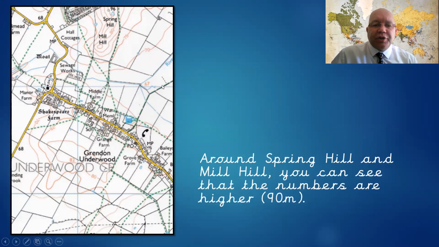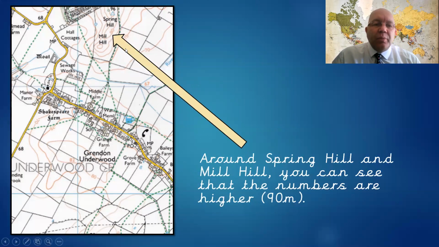Now, if we move across to Spring Hill and Mill Hill, obviously the clue's in the name, these are 2 hills in the area, then the numbers are a bit higher. Now we're up to 90 meters above sea level. So this is the peak of the hill. In fact, the very peak is this little triangle here. The little triangle symbol shows us that that's the absolute top of the hill, and it's 96 meters. But generally that area there is about 90 meters above sea level.